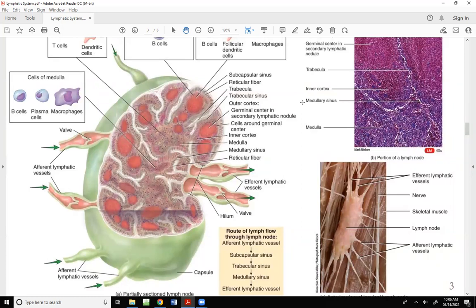On the top right here, starting with trabecula, highlight that. Once again, that's the little white band coming in. Highlight the outer cortex, the inner cortex, and the medulla. Highlight the efferent lymphatic vessels, their valve that's labeled, and then the hilum. Hopefully nothing too crazy for you, but I want you to know those things for the exam.